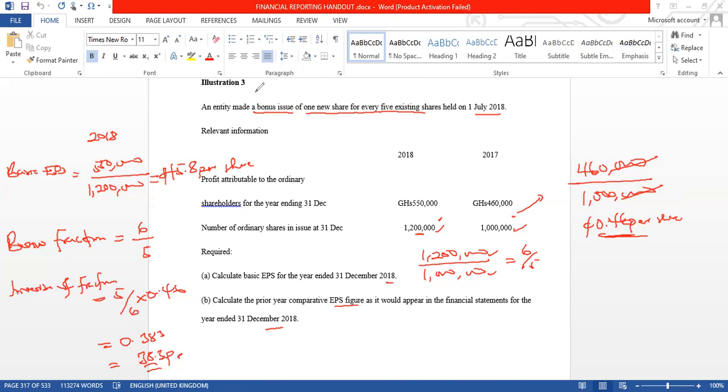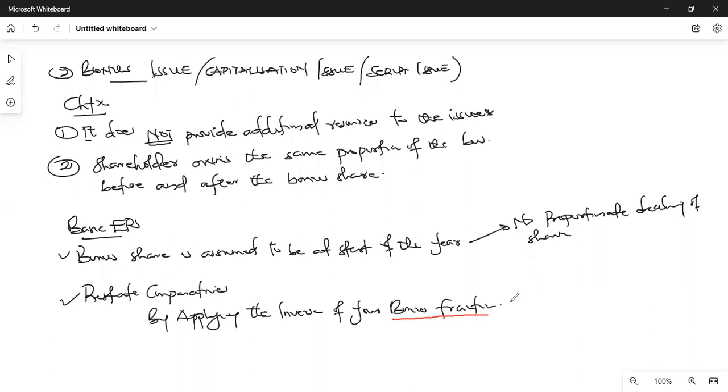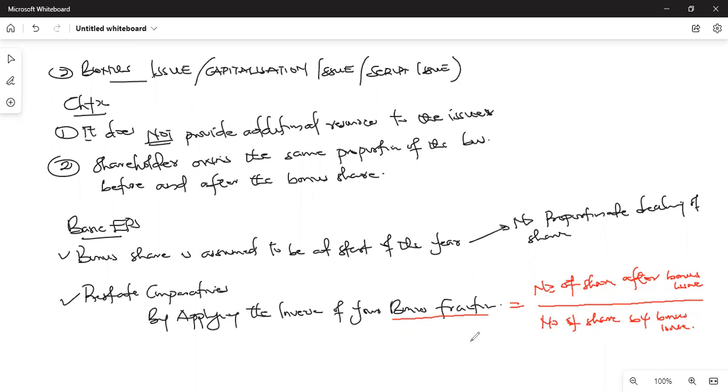So it's as cool as that. Very cool. So the bonus fraction is the number of shares after bonus issue divided by the number of shares before bonus issue. Now, remember, we said that you are going to apply the inverse of this over the basic EPS that existed before the issue. So that is that. Let's take another example.